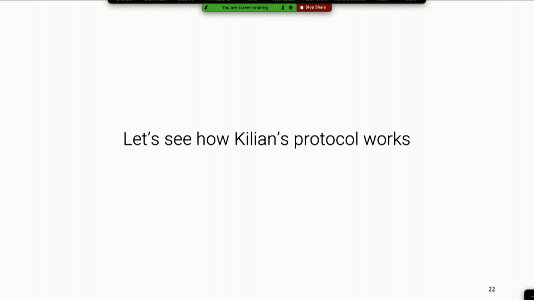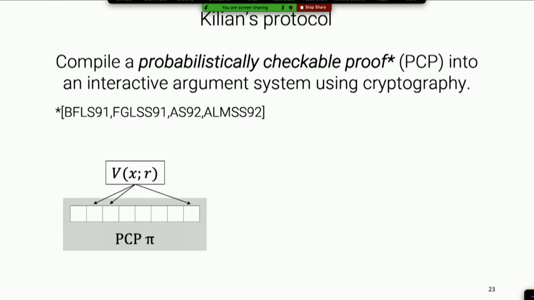But with that in mind, let's look at how Killian's particular protocol works. The idea behind Killian is to take any probabilistically checkable proof system and turn it into a succinct argument. So a PCP is just a highly redundant way of encoding an NP witness, right? It's some way of writing down a witness such that if there's any error in this proof, this error is propagated to many different locations in the proof, and you could detect this by just checking a few positions.